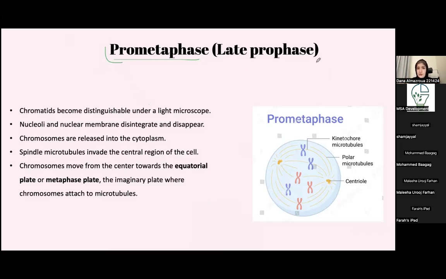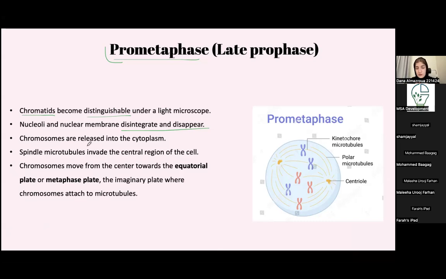Now at prometaphase or late prophase, the chromatids, which we said were initially invisible, now become distinguishable under a light microscope, so you're able to see the chromatids. Nucleoli and nuclear membrane disintegrate. This is very important because when you're dividing a cell, you really need the chromosomes to be present within the entire cell so you're able to divide it. If it's inside the nucleus, it's very difficult to divide them. How are you going to divide them when there's a nuclear membrane present? You can't have a nuclear membrane. It would make the cell division very hard.